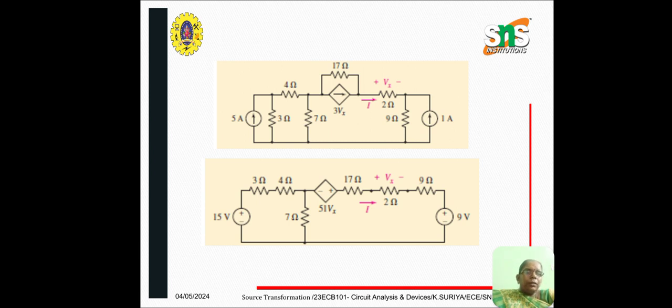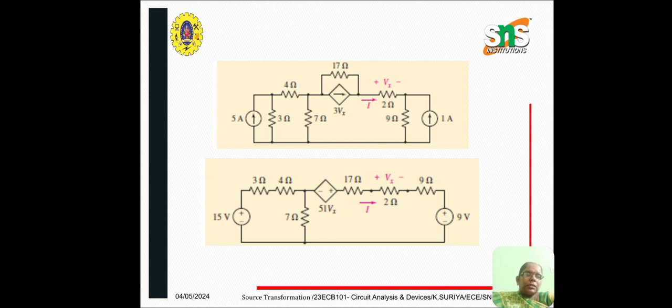In the second diagram, on the left side, 4 and 3 ohms are in series, so 4 plus 3 is equal to 7 ohms. Since you have a 7 ohm resistor in the middle, you can convert the 15 volts voltage source into a current source in parallel with the resistance. When you convert it, you will be getting 15 by 7, I is equal to V by R.